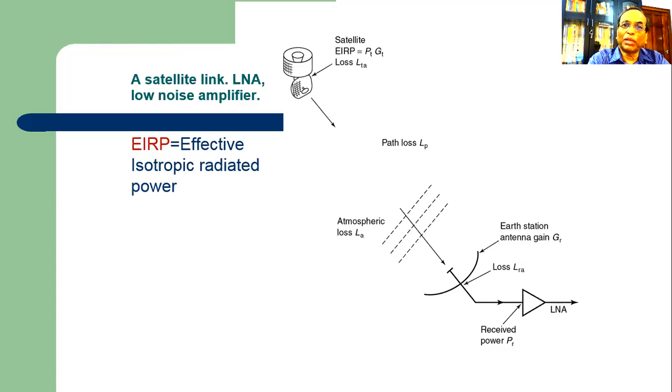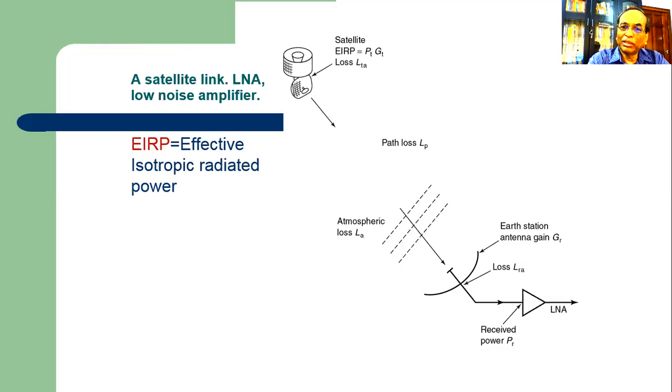PT GT is coming out from the antenna and propagating through the atmosphere and many other obstacles on the way, and through the ionosphere, gas molecules, scattering and all those things are there. So atmospheric loss also is there. Just to travel such a large distance, there will be a path loss, and when it passes through the atmosphere, there will be the atmospheric loss on the way.